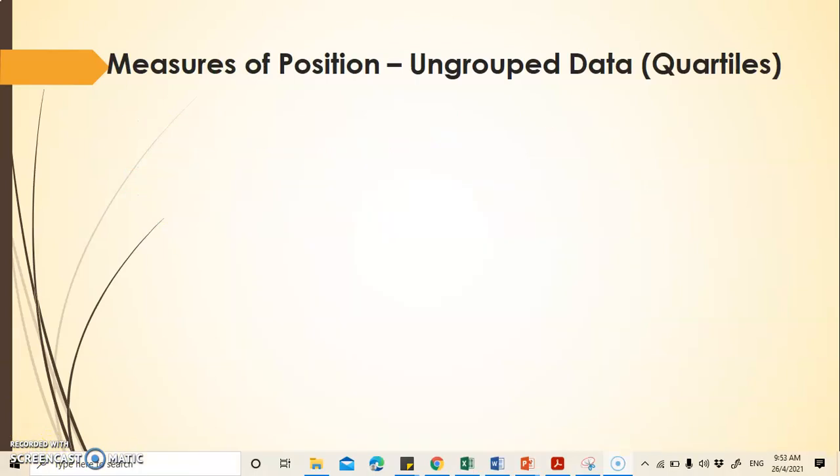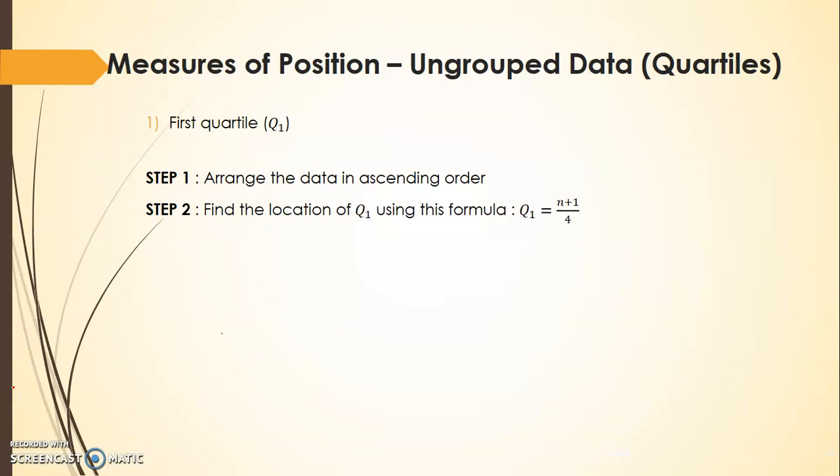Let's proceed with the quartiles for ungrouped data. For the first quartile, step number 1, you need to arrange the data in ascending order. Second step, find the location of Q1 using this formula: n plus 1 over 4, where n refers to the number of observations. And then the next step, find the value of Q1 based on the location from the second step.